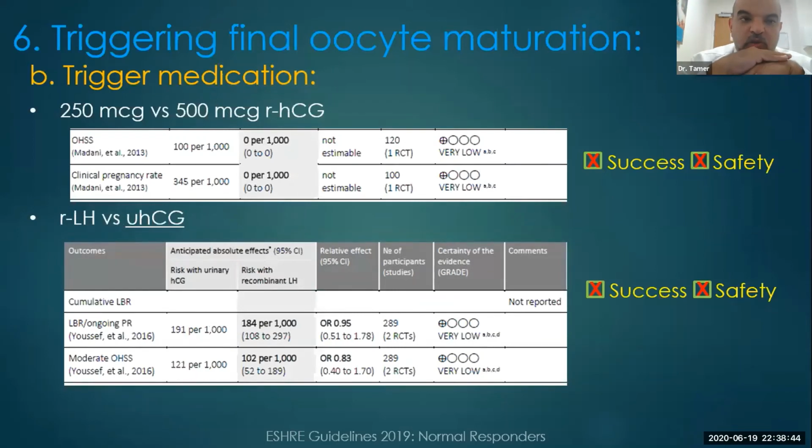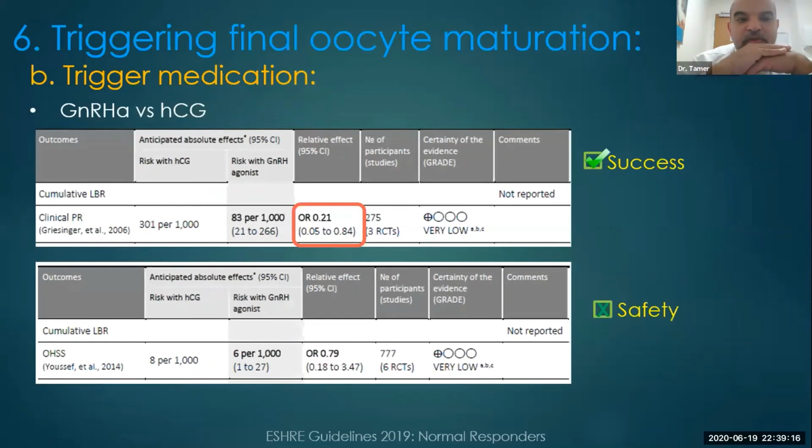Same with using 250 microgram, 0.25 or 0.5, 500 microgram of the recombinant HCG. No big difference in safety or ovarian hyperstimulation. There's no evidence to recommend one over the other. Recombinant LH versus urinary HCG, none is superior to the other. So you see, the lack of evidence gives you some flexibility as well, but you also look forward to developing evidence.